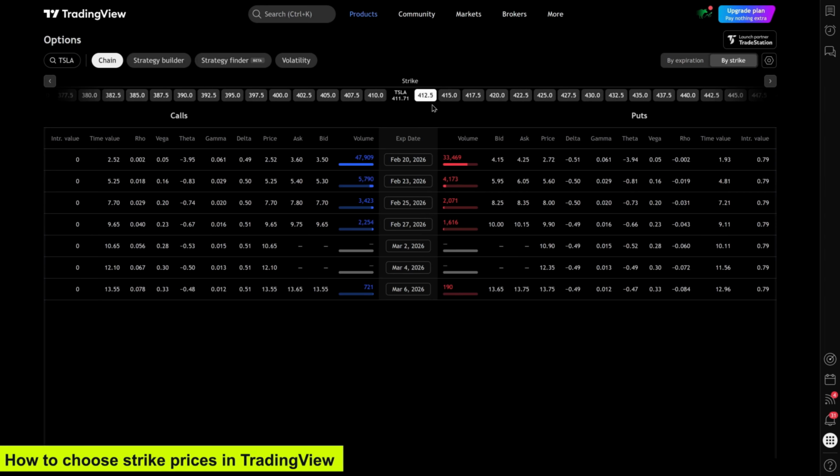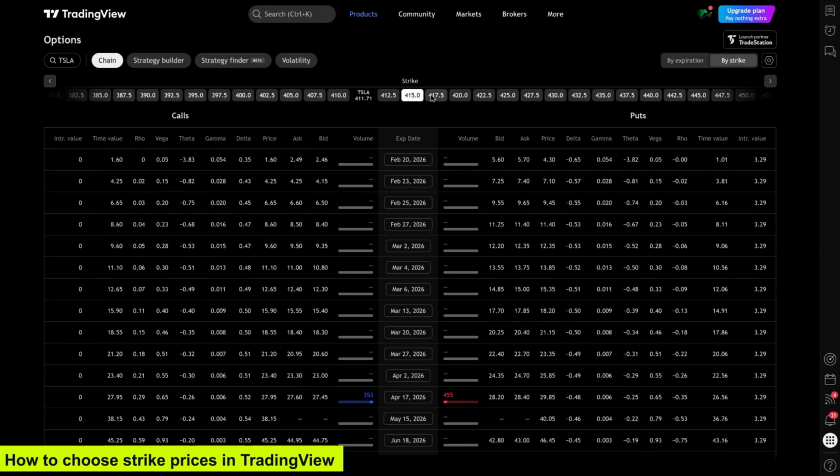If you are looking for cheaper contracts, you may consider out-of-the-money strikes. However, understand that the cheaper the contract, the lower the probability of success. Your strike selection should match your market expectation. If you expect a strong breakout with momentum, a slightly out-of-the-money call may be reasonable.